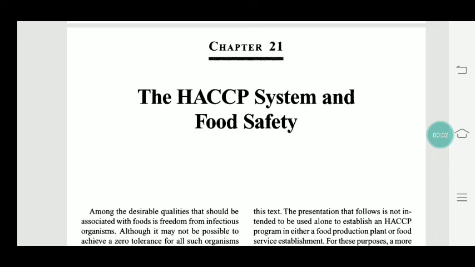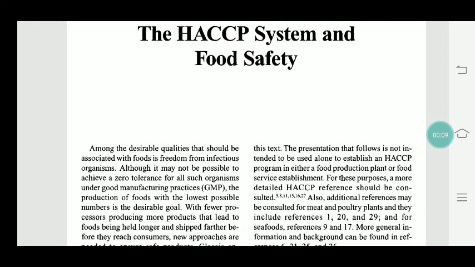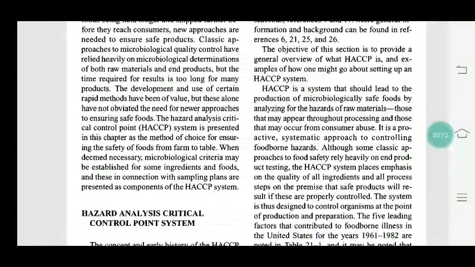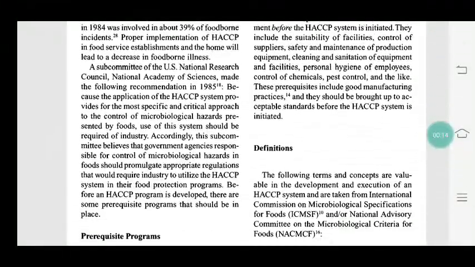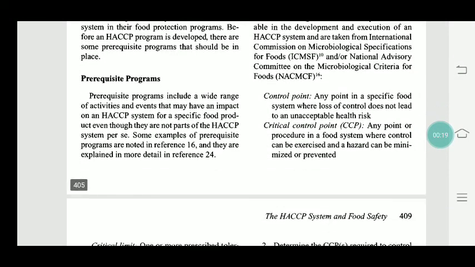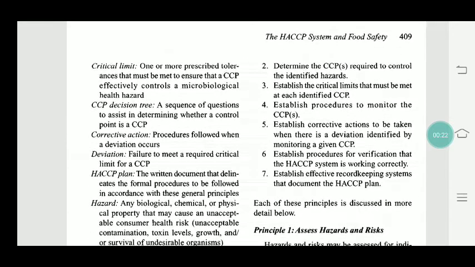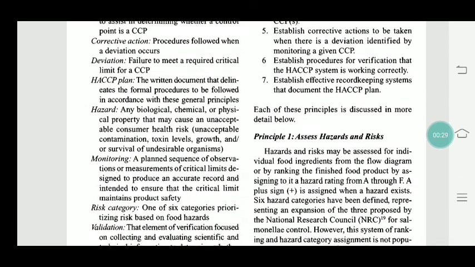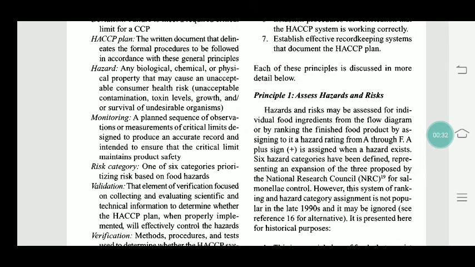Hello guys, here we are learning the HACCP system and food safety. For food safety, HACCP gives some principles. In the last video we saw the 7 types of principles, basic views and some definitions which are required to understand the HACCP process system and its principles. So today we are going to learn all 7 principles in a deep way.